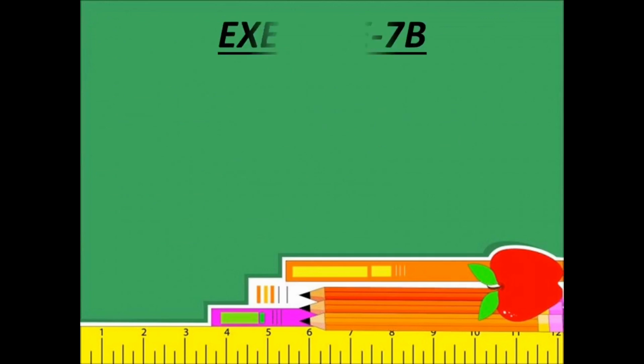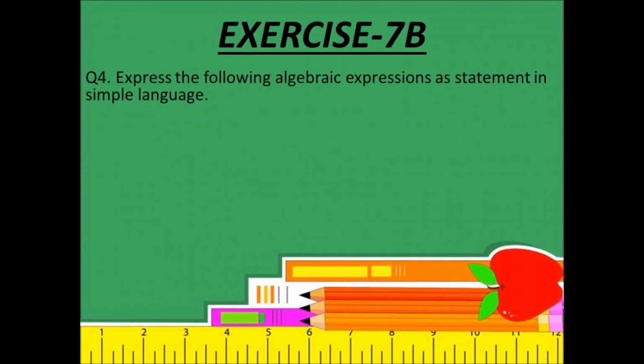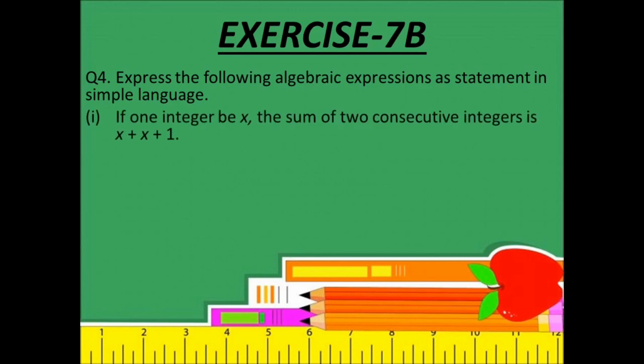Now students, next is exercise 7b, question number 4, and it says: express the following algebraic expressions as statements in simple language. The first part says that if one integer is x, the sum of two consecutive integers is x + 1. Now students, here one of the integers is x and its successor is x + 1, and we have to write this statement for x + 1. So students, the solution will be: the sum of an integer and its successor. Hopefully it is clear to you.